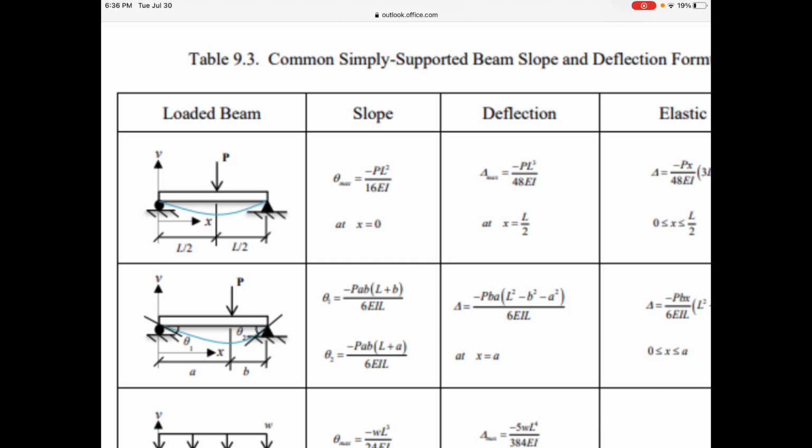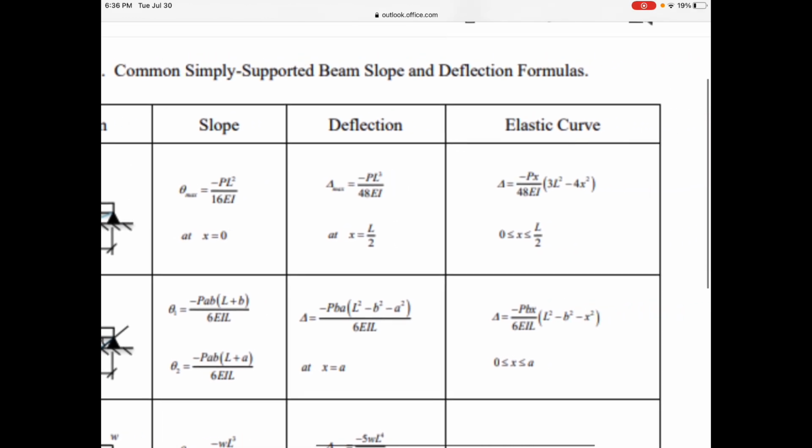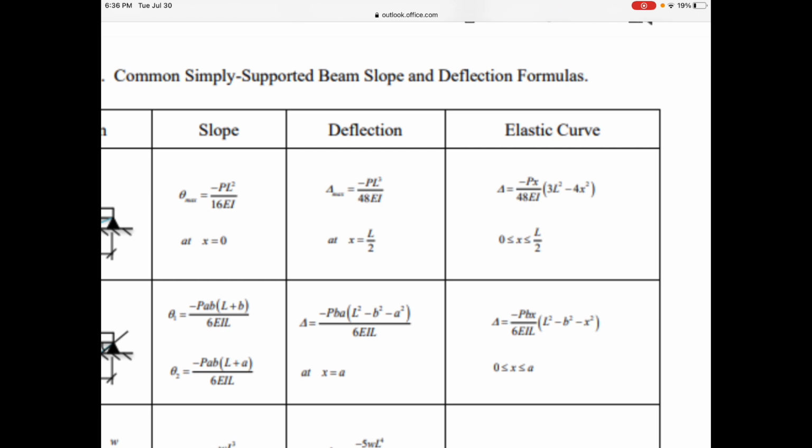That's what the negative indicates, and it's equal to that equation. Now, the rightmost column is the equation of the elastic curve for each of these loading cases. And so this is a polynomial function that will give you the deflection at any point along the length of the beam. Now, this formula in this first case was derived for x is 0 to L over 2.